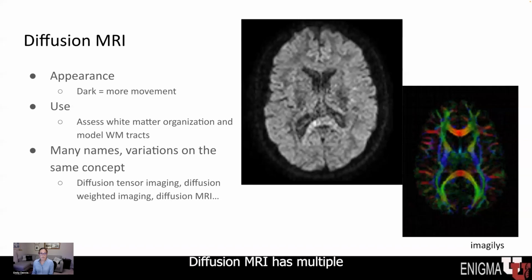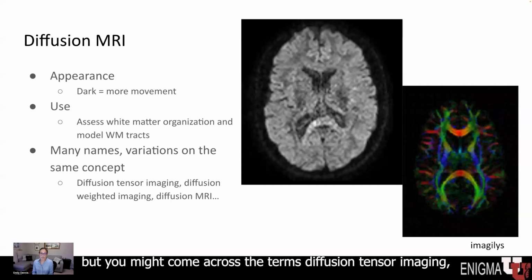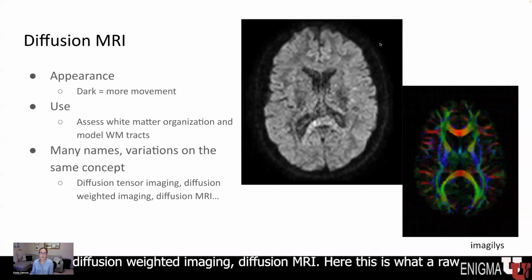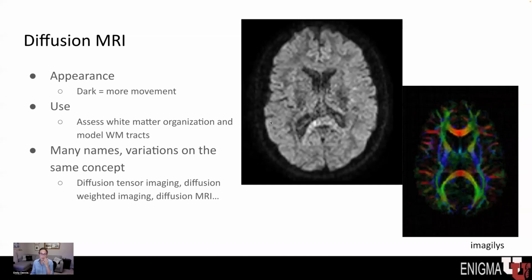Diffusion MRI has multiple variations, multiple different names. They're all variations on the same concept, but they do differ in specifically how they work. But you might come across the terms diffusion tensor imaging, diffusion weighted imaging, diffusion MRI. And here, this is what a raw diffusion MRI scan looks like, just for one slice, for one volume. From this, we can extract information about how water is moving in the brain.